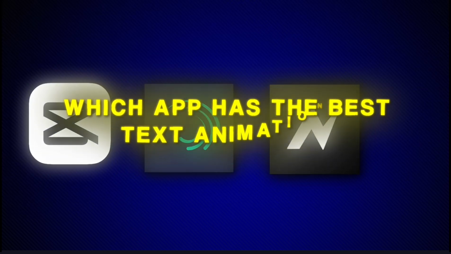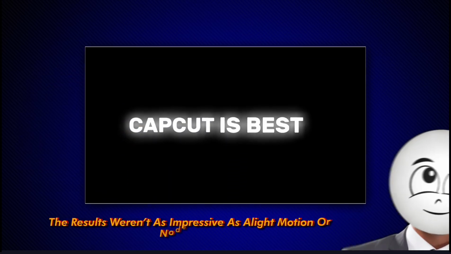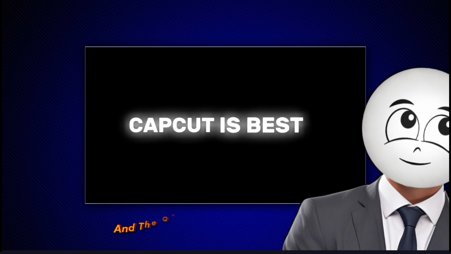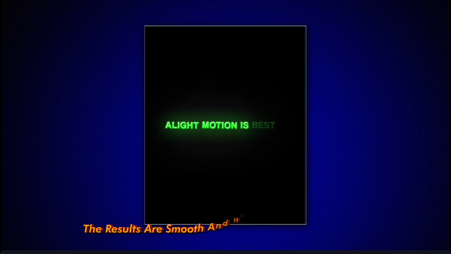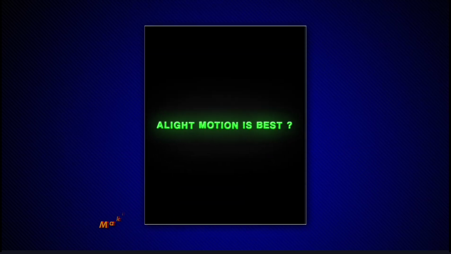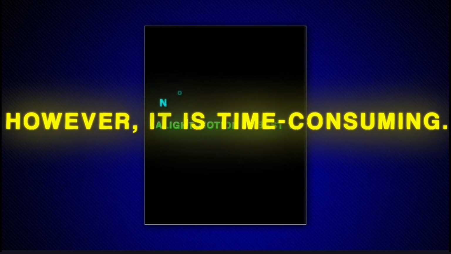Which app has the best text animation? CapCut. The results weren't as impressive as Alight Motion or Node Video, and the quality was lacking. However, if you're short on time and need a quick edit, CapCut is the best choice. Alight Motion. The results are smooth and high quality, making it the best option for edits. However, it is time-consuming.